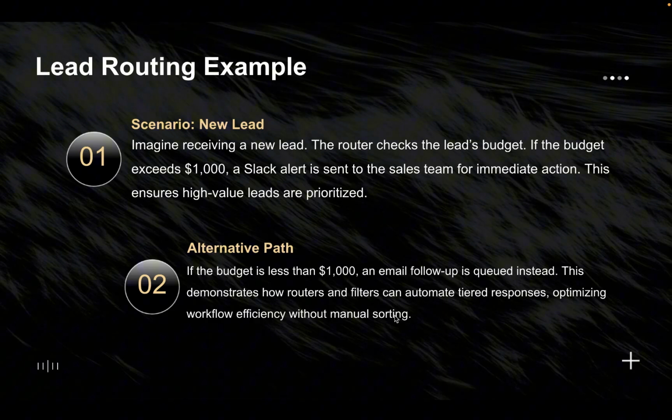Now, another alternative path is if the budget is less than $1,000, an email follow-up is queued instead. This demonstrates how routers and filters can automate tiered responses, optimizing workflow efficiency without manual sorting. So I hope that explains how you can utilize routing. So there are different concepts you can decide to use depending on how your scenario is structured.